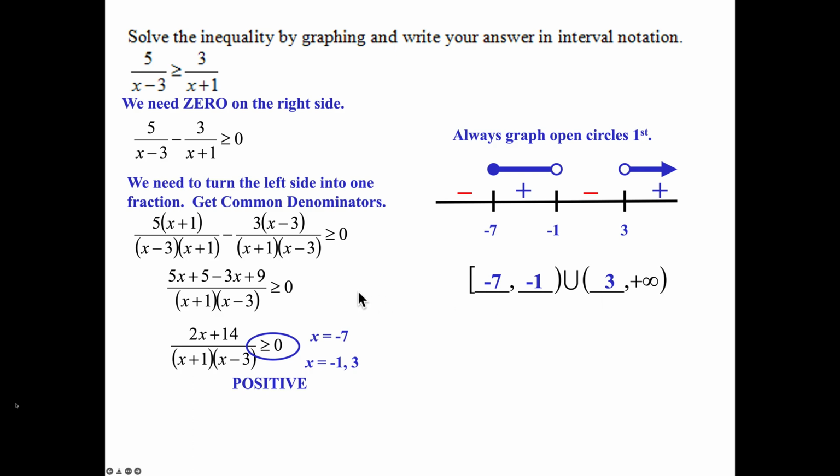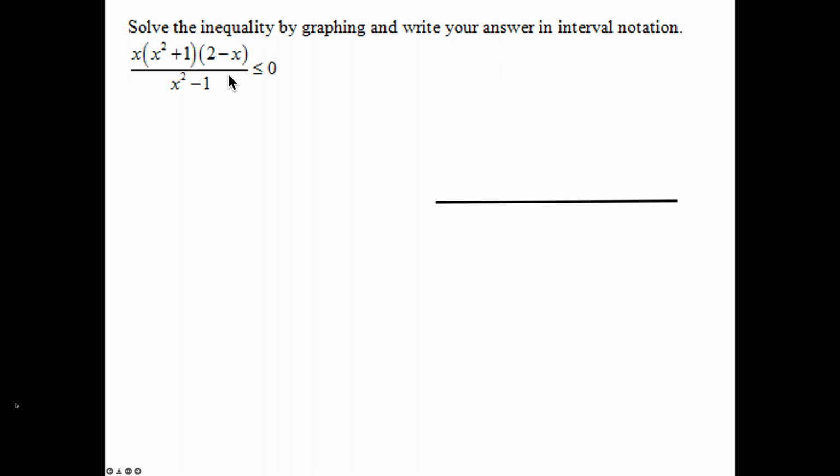And our last example, we have our 0, but we have something a little bit different here. There is an x squared plus 1 here. So when we factor, we can only factor the bottom.